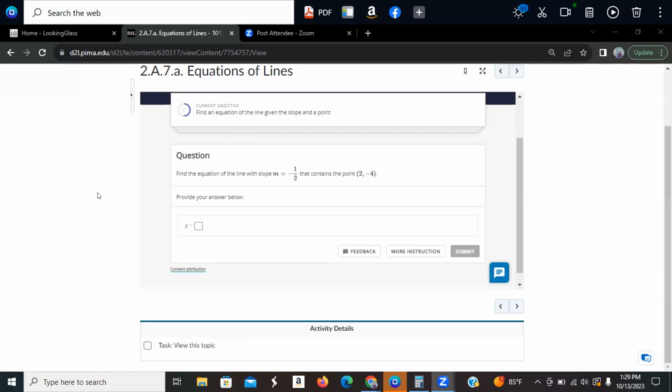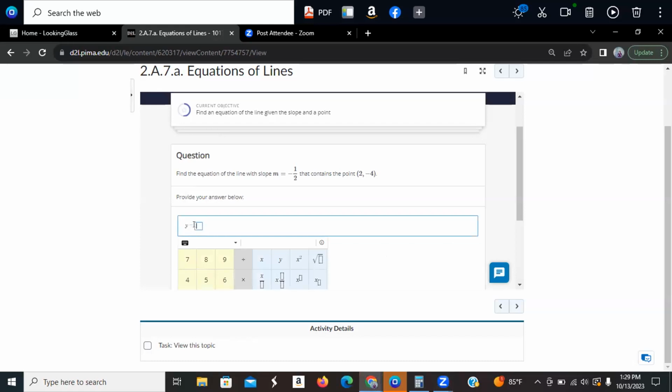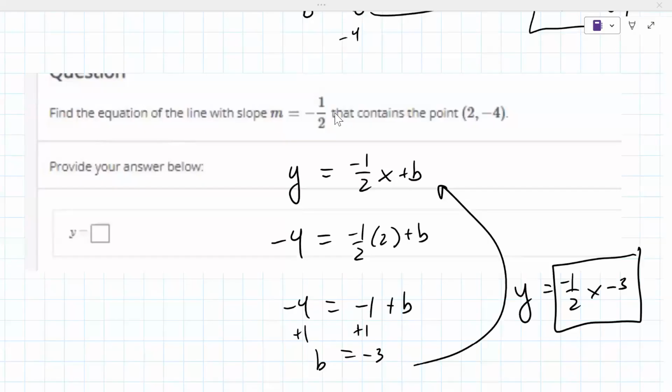I got negative 1/2 x plus 5. So we have a different b value, and I think it probably is that whole fraction thing. Let me show you my screen here. I know the last couple haven't gone the way we wanted, but the issue here looks like, did you get minus 4 equals minus 1 plus b? Yes. Okay, so you have to add 1 to both sides, and minus 4 plus 1 is minus 3. So in your box here, it's going to be minus 1/2 x minus 3.